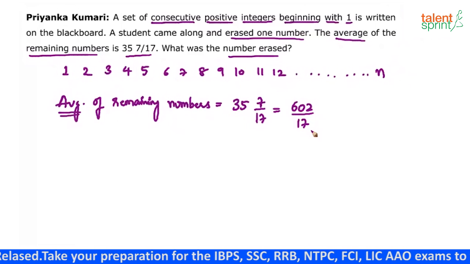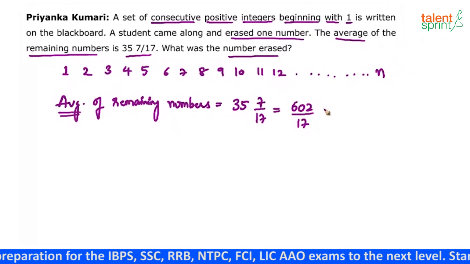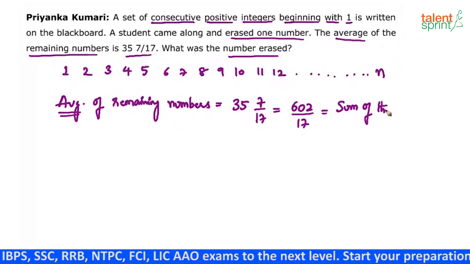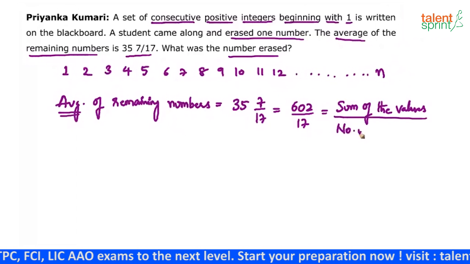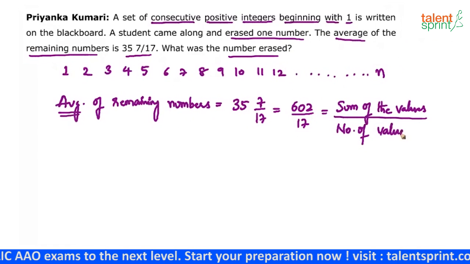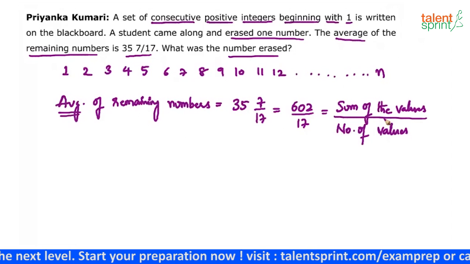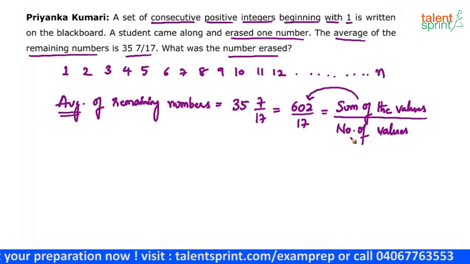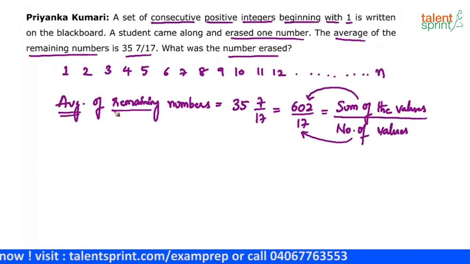Now, if you try to equate 602 by 17 as the sum of the values divided by the number of values, this is more theoretical than a calculation. So you have to understand very clearly what I'm saying. We are equating the sum of the values to 602 and the number of values to 17. Understand, this is the average of the remaining numbers. The remaining numbers are 17 according to 602 by 17.